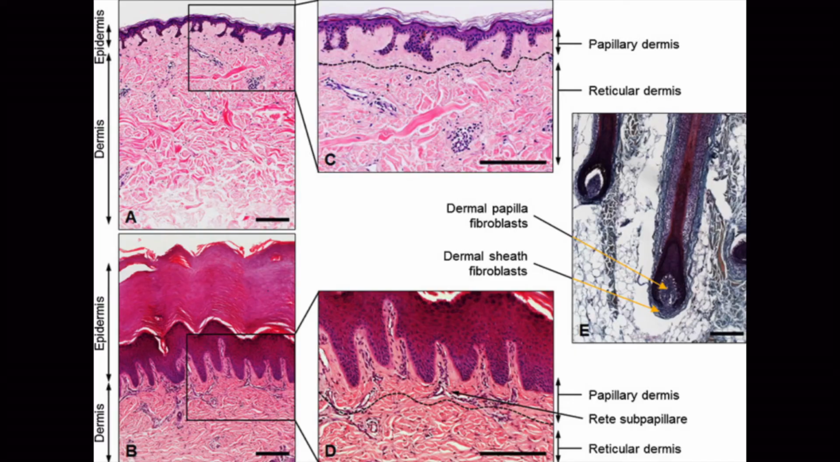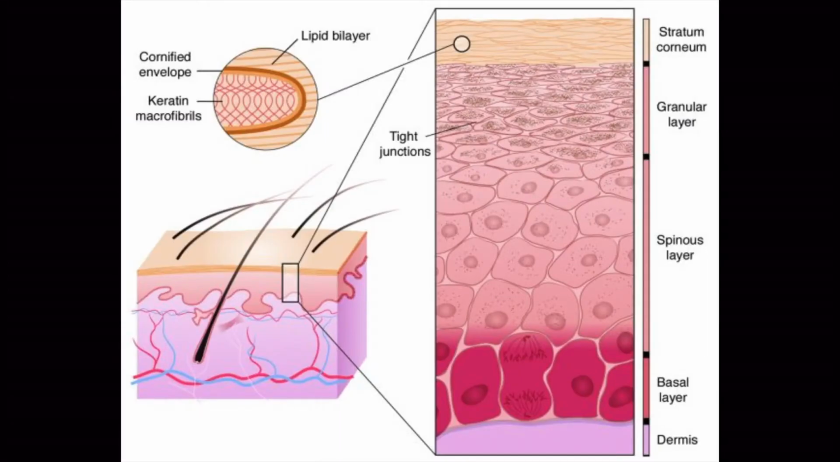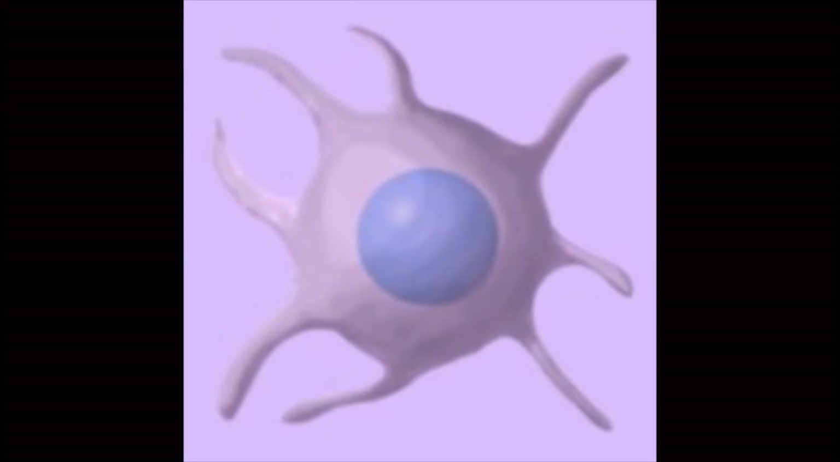Skin immune cells, including dermal fibroblasts, epidermal keratinocytes, and immature dendritic cells were all found to be tolerant of the infection of Zika.